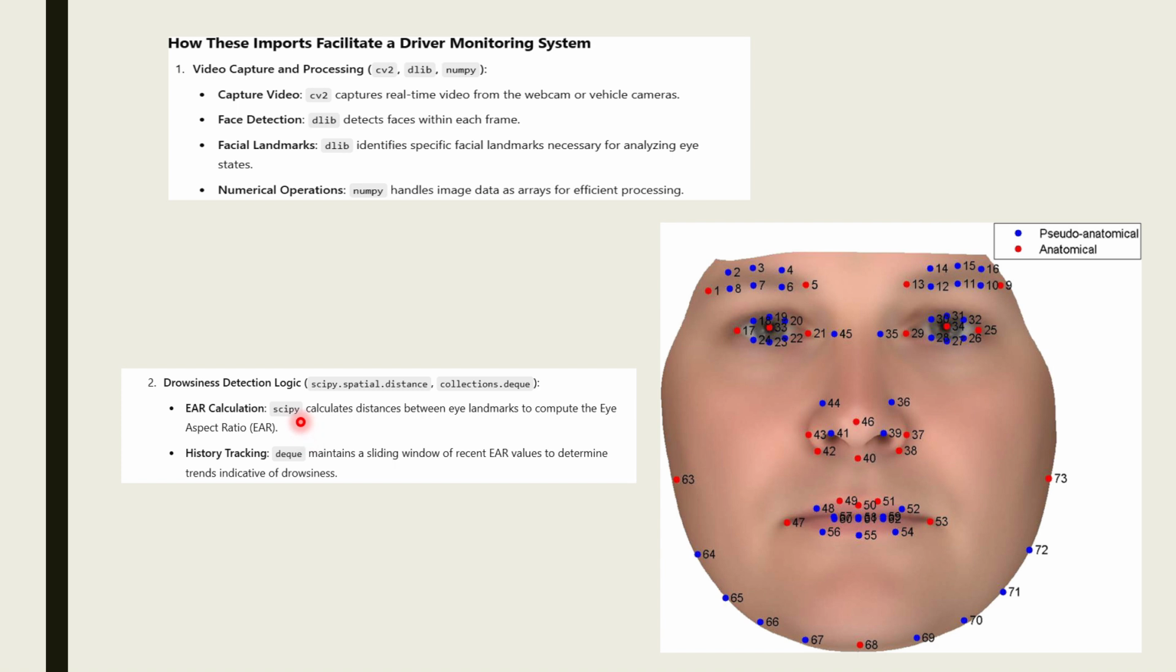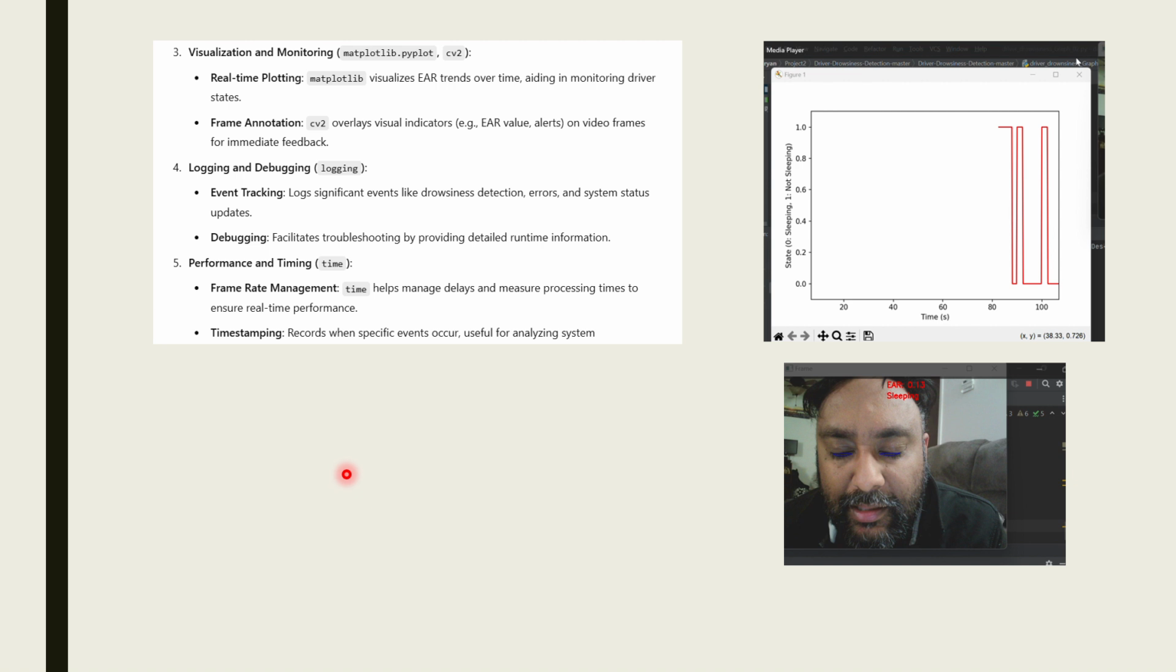Now, to consider sleep or not sleep, we have to track the history. This function helps us maintain a sliding window of recent EAR values to determine trends indicating drowsiness. Now let's understand why we use matplotlib and cv2. We are processing the images from the webcam using cv2, and we want to plot the data.